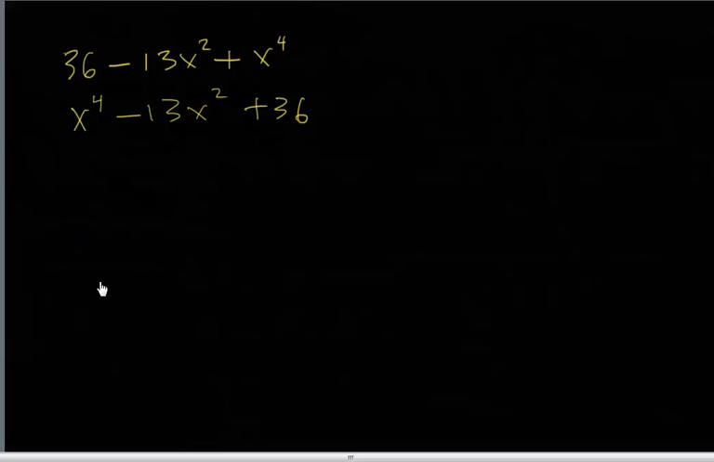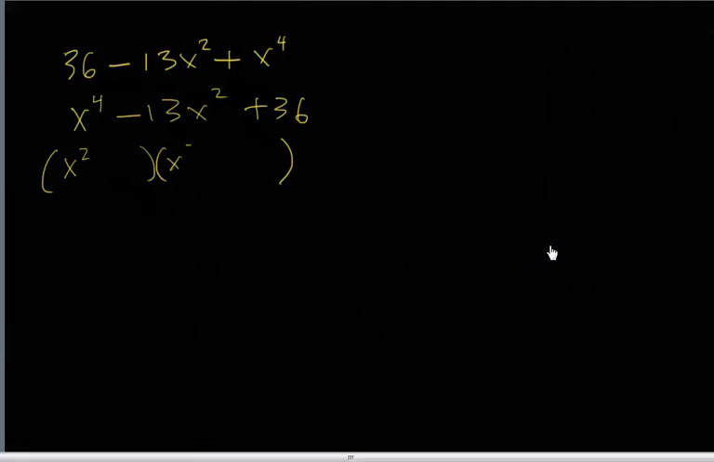This is quadratic in form, as they say, because it's got 3 terms. The middle term has an exponent which is half of the exponent of the first term here. So this is quadratic in form, and there's a constant here. So we will try our technique to handle this type. We need 2 factors of 36, whose product is 36, which add up to negative 13.